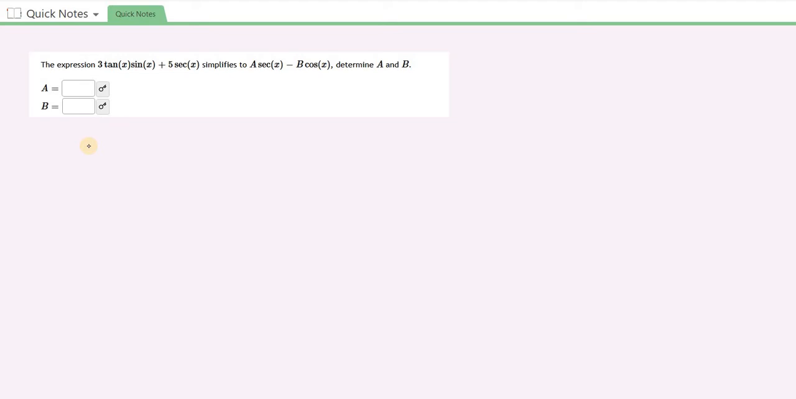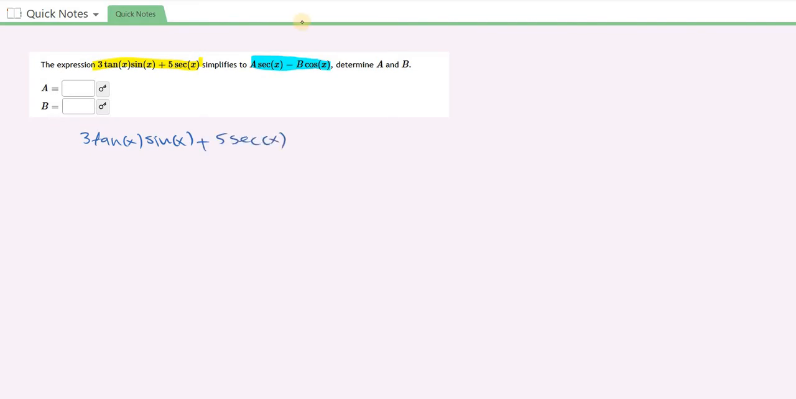The expression 3 tangent x sine x plus 5 secant x simplifies to a secant x minus b cosine x, and we need to determine a and b, which means we need to simplify this expression into the expression that's given. So I'm going to write the expression here. So we have 3 tangent x sine x plus 5 secant x.